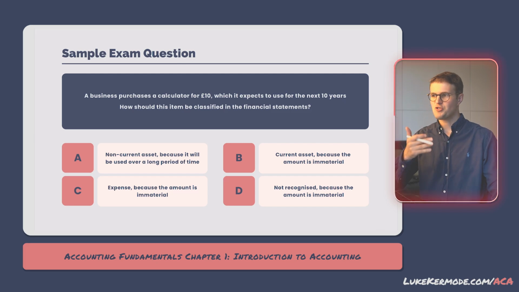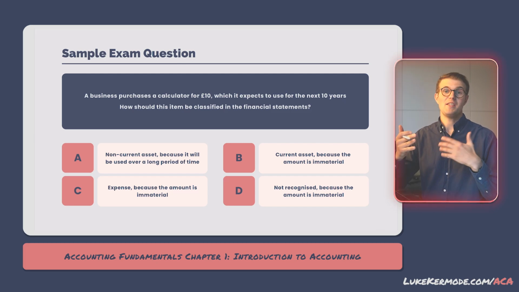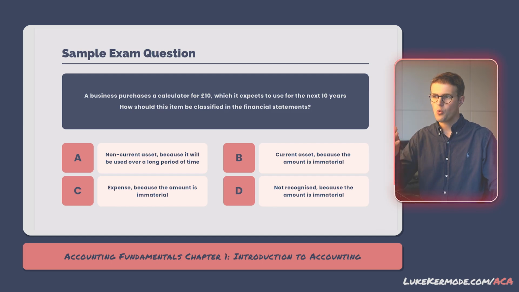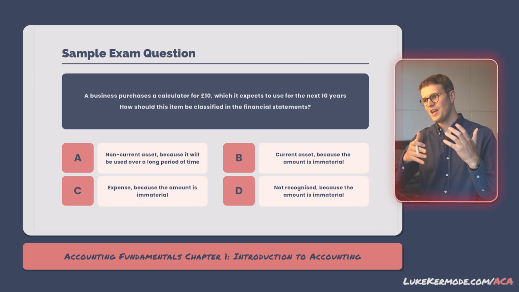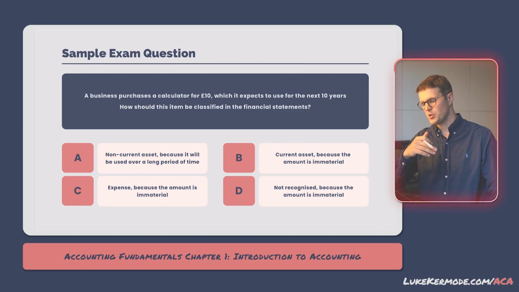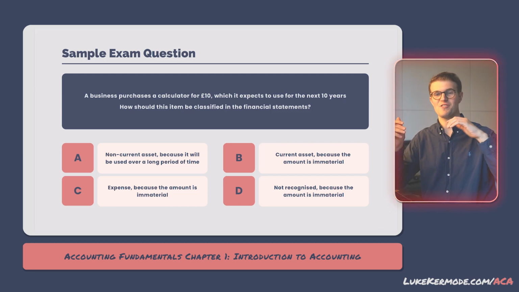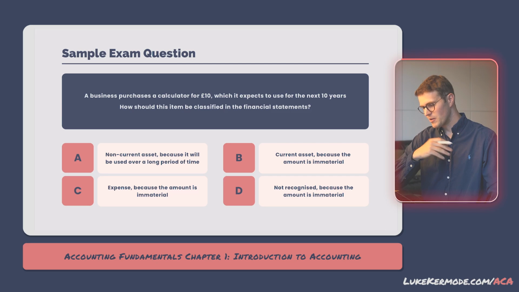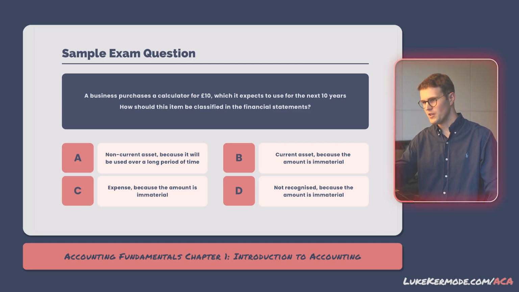Option B says treat it as a current asset since it's immaterial, but that's not quite right either. Current assets are expected to be sold, used or converted into cash within 12 months, which doesn't apply here. Option C suggests recording the calculator as an expense. Even though it lasts 10 years, £10 is an immaterial amount, so writing it off immediately to the income statement avoids unnecessary complexity. Option D says don't record it at all.